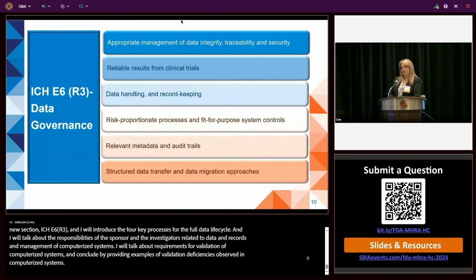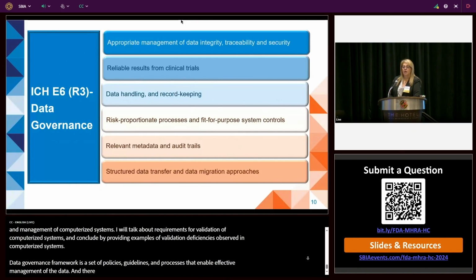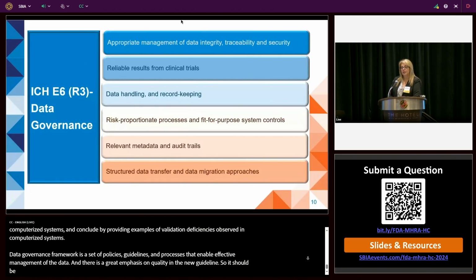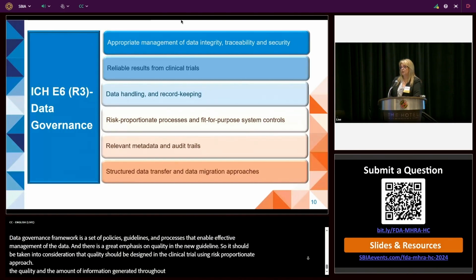Data governance framework is a set of policies, guidelines, and processes that enable effective management of the data. And there's a great emphasis on quality in the new guideline. So it should be taken into consideration that quality should be designed in the clinical trial using risk proportionate approach. The quality and the amount of the information generated throughout the study should be sufficient to provide reliable results and to protect the safety of the participants in the study.